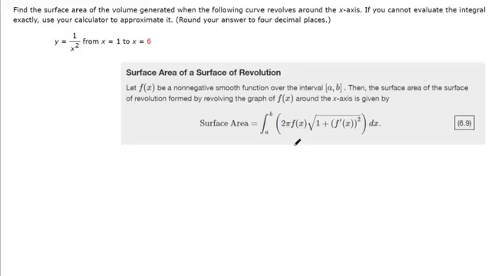Our textbook derived this formula for surface area. So what we need in the formula is the derivative of f of x. So we can find the derivative of y. Remember, this is x to the negative second power. So the derivative is going to be negative 2 over x to the third power.